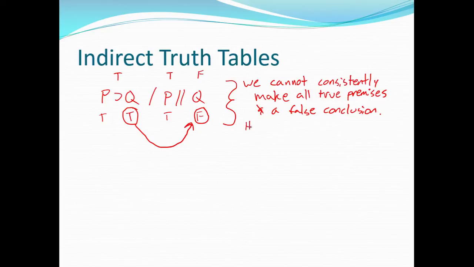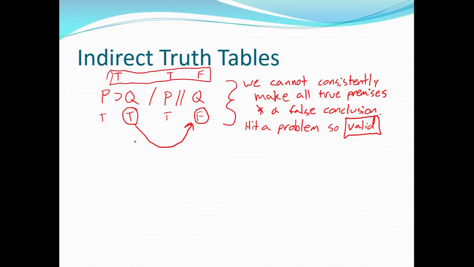We hit a problem, and we can't get around that problem. So the argument is valid. If you can't get out of that problem, the argument is valid. If you can do it without a problem, the argument is invalid. We hit a problem, which means we cannot make this come up with all true premises and a false conclusion.